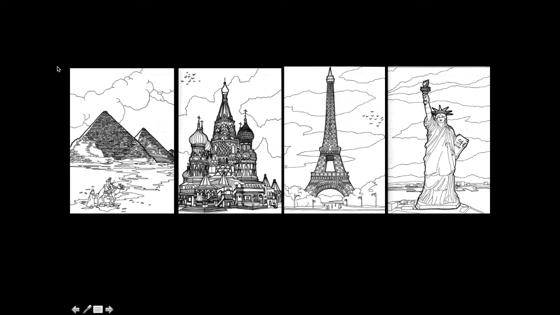And so our first image is of Egypt, and we see the Great Pyramids. We see St. Basil's Cathedral, which was very colorful, but if you look closely, it's got all kinds of forms and details that you can use. We went to France and saw the Eiffel Tower, which is a pyramid without the wall coverings. And then we saw the Statue of Liberty, which is a great example of an organic form.